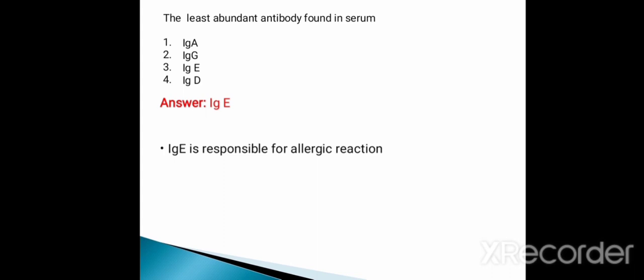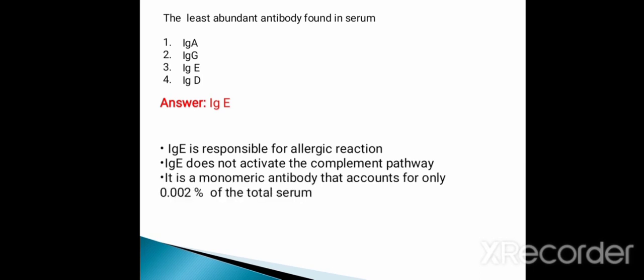Immunoglobulin E is responsible for the allergic reaction. It does not activate the complement pathway. It is the monomeric antibody that accounts for only 0.002% of the total serum.